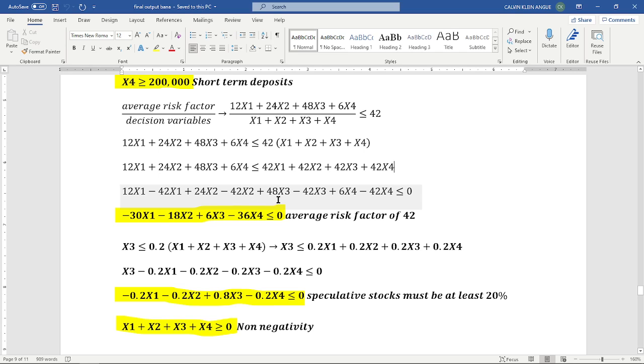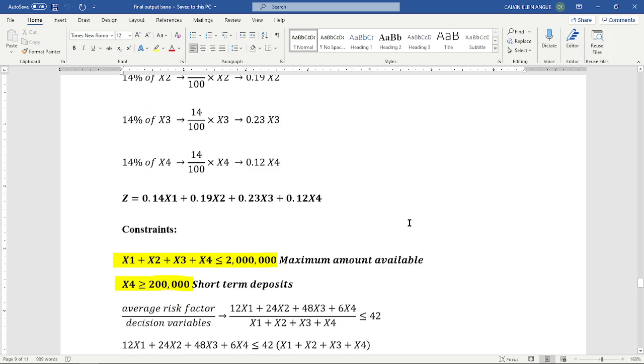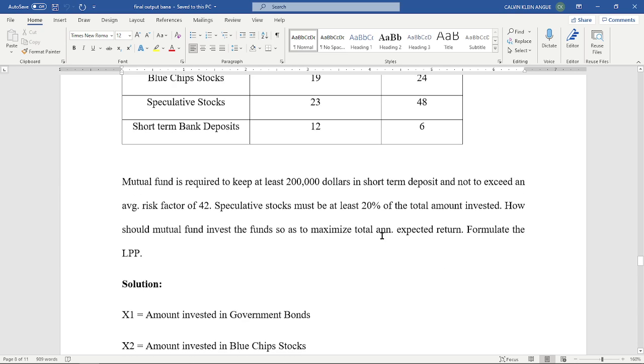Then 48x3 minus 42x3 will be 6x3. Then 6x4 minus 42x4 will be negative 36x4. That's the average risk factor of 42, as said in the problem. The average risk factor of 42.